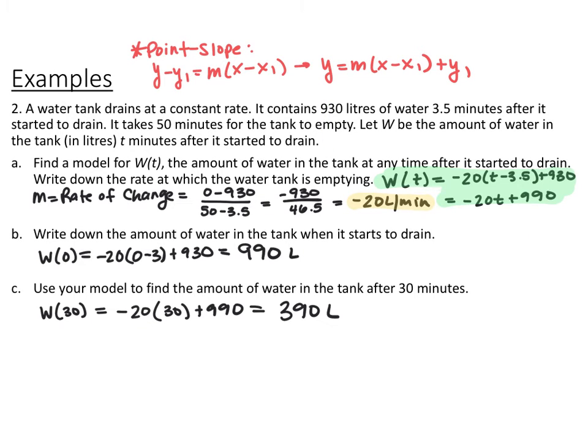So my original model was W(t) = -20(t - 3.5) + 930. And then I used that to help me find my initial value. So I plugged in time to be 0, and I found that the initial amount of water in the tank was 990 liters. So then you could rewrite your model as -20t + 990 if you want it in slope-intercept form. So then using your model however you wrote your model, we plug in 30 for time. So if you plug in 30 for time, after 30 minutes of draining, there would be 390 liters left in the tank.